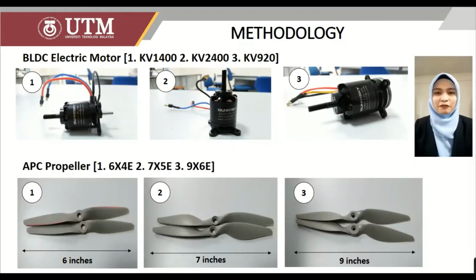This is the picture for BLDC electric motor and APC propellers that I use for my project. So for motor, I will only use motor constant KV1400, KV2400 and KV920. And for the propellers, I will only use propeller diameters 6 inch, 7 inch and 9 inch. So for 6x4E, the meaning is 6 represents the propeller's diameter, 4 represents the pitch of the propeller, and E represents electric powered aircraft only.